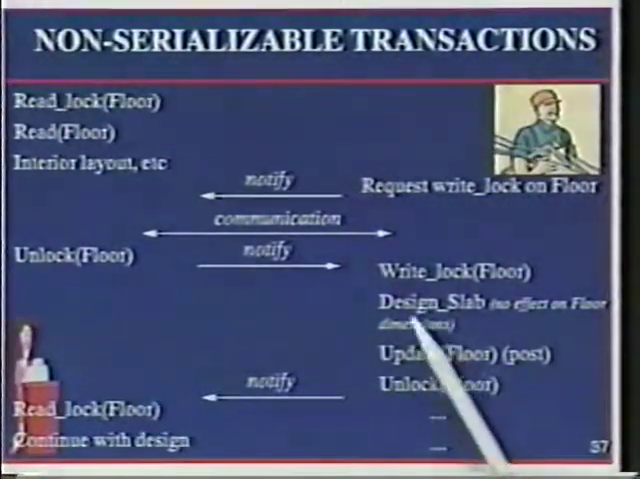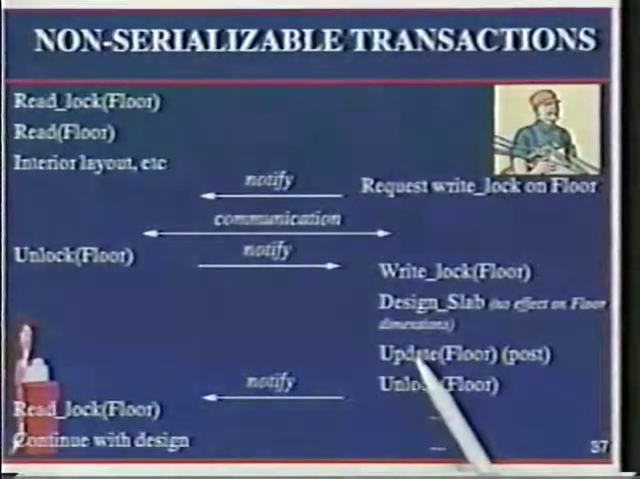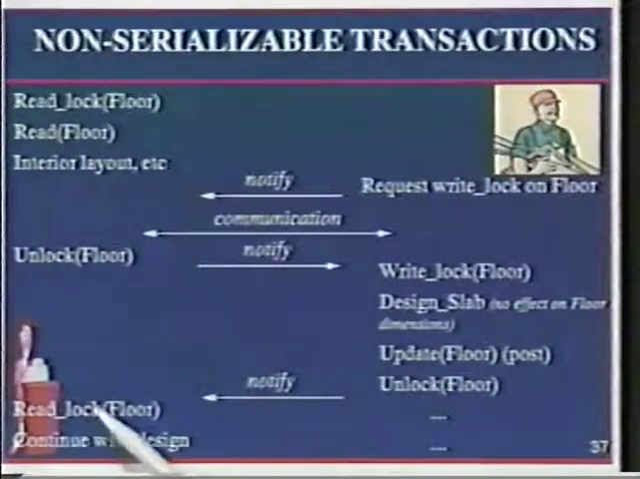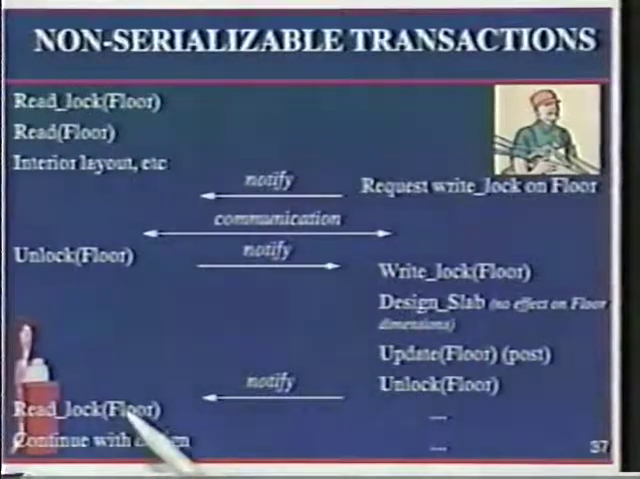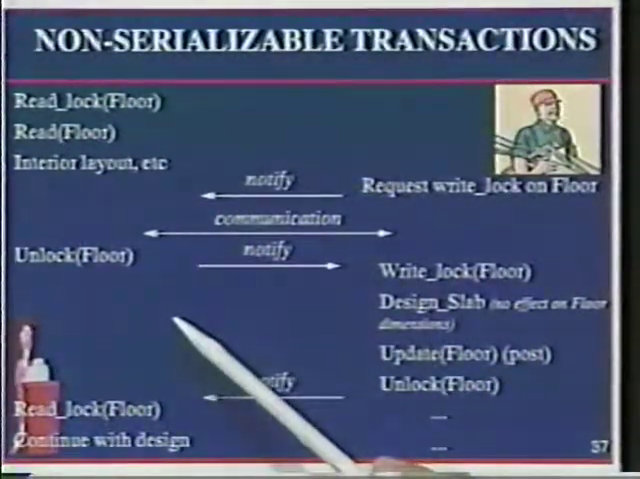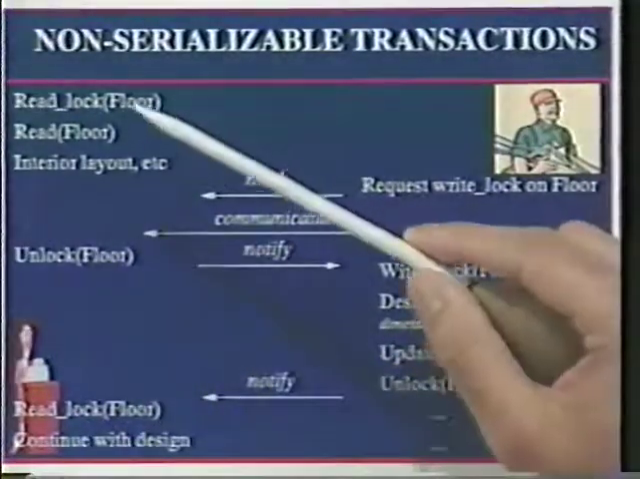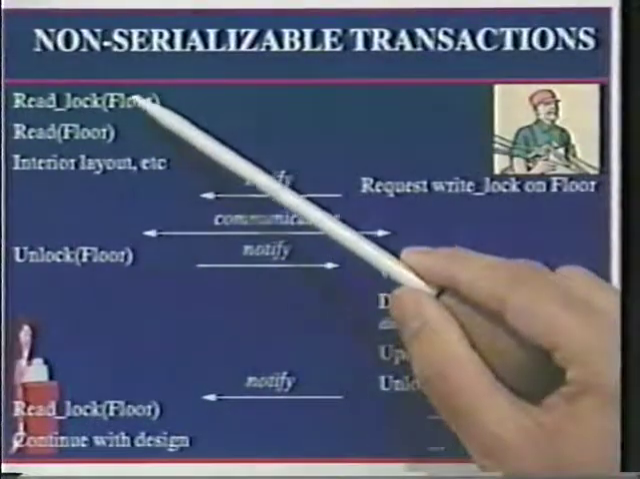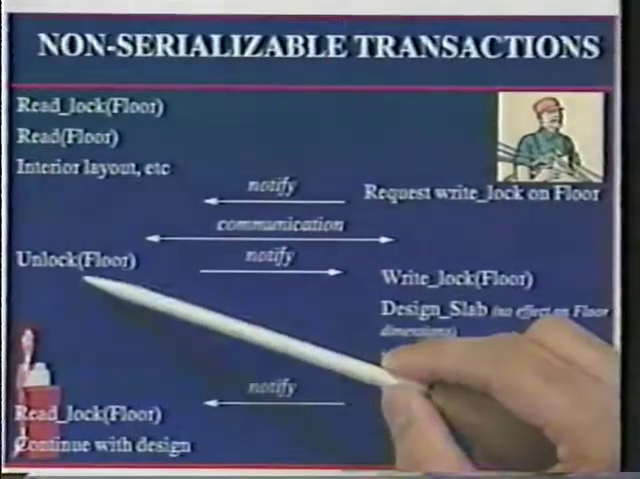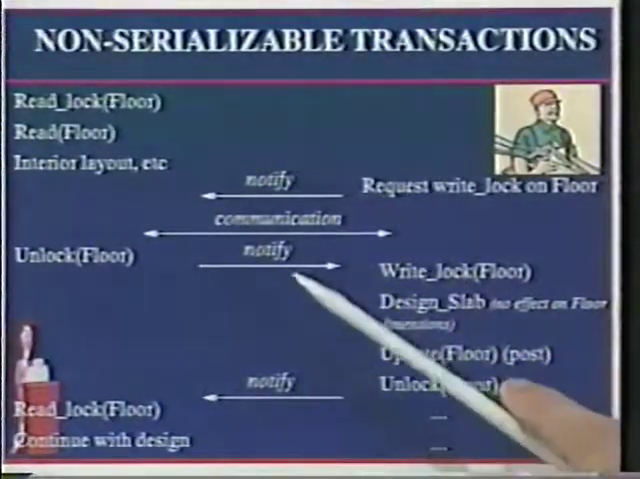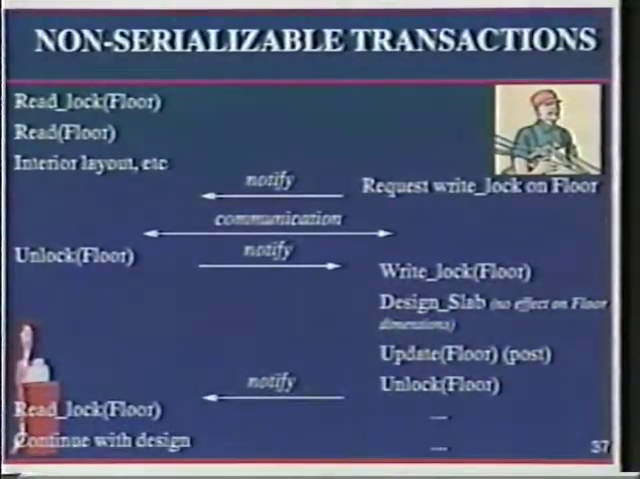However, after he or she finishes this, they update the flooring system by posting it onto the database. Now the architect at this stage read locks the floor and goes ahead continuing with the interior design. Now this process keeps going on. Note that here this is non-serializable because in a two-phase protocol, all the locks are attained in one phase and they are released in the second phase. Here we get the locks, release the locks, and get the locks, and we mix all these locks as such.